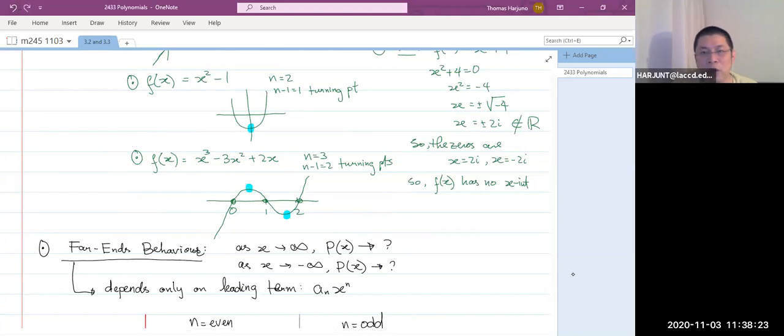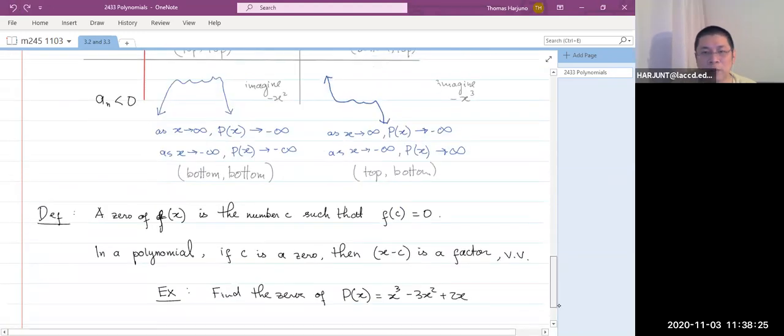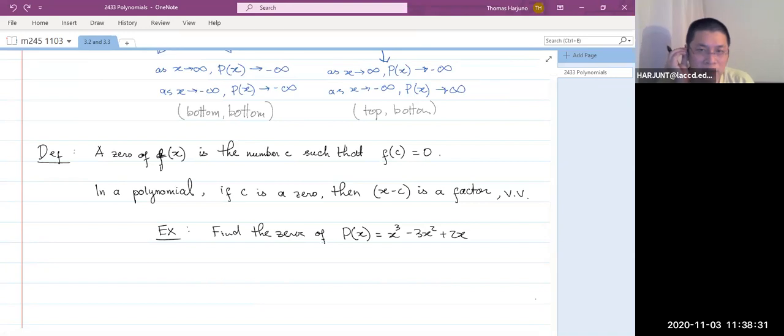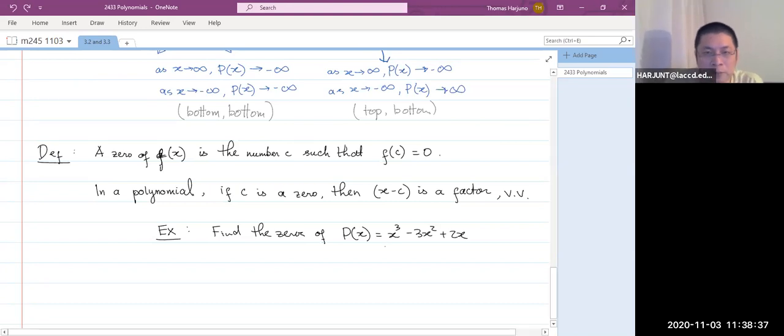And how do we get those x-intercepts? Now, to find the x-intercept, we need to find the zeros, right? But then to find the zeros, one technique that we use, and that's what we will do for the rest of this chapter, is to factor it. So to find the zeros is to look for the factors. That's why you need to know how to do factoring in this class.